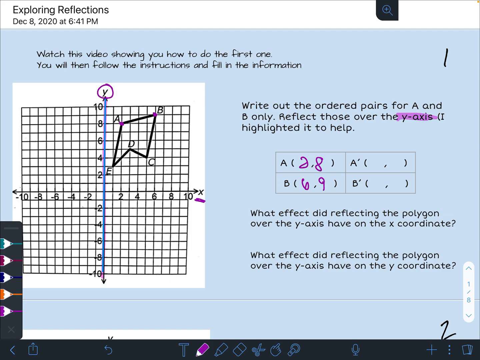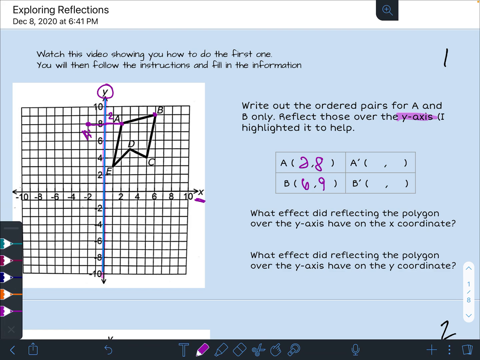So if I'm wanting to flip this over the y-axis, basically what I'm wanting to do would be like if I picked it up and flipped it over. So if A is a distance of 2 away to the y-axis, then I'm just going to go 2 away to the other side, and that is going to give me A prime.